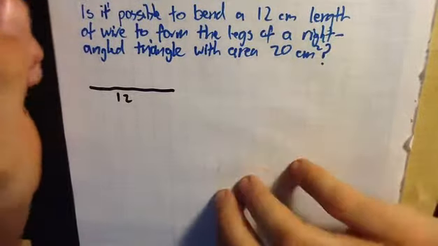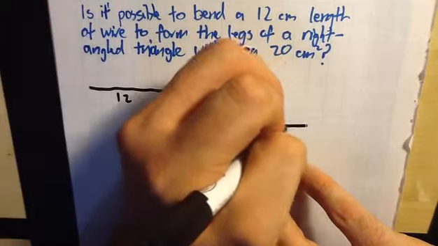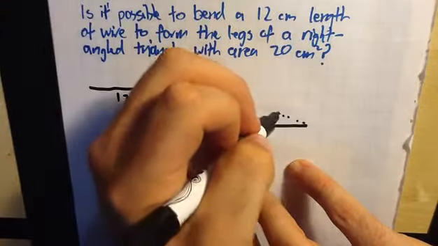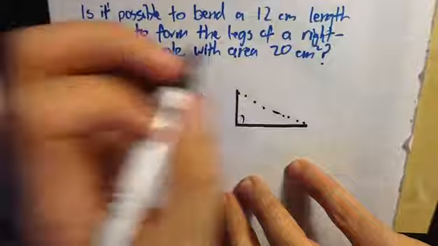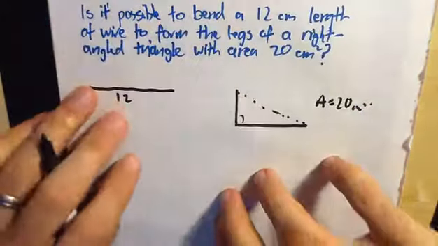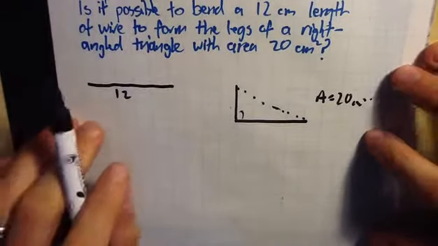And what it's asking is, can we bend this piece of wire so that it forms the legs of a right angled triangle, and this right angled triangle has an area of 20 centimeters squared? Coming up with a diagram, then an equation, that's the hard part of this question.